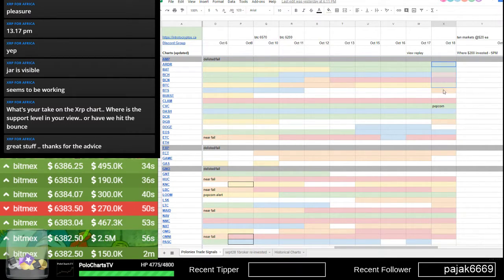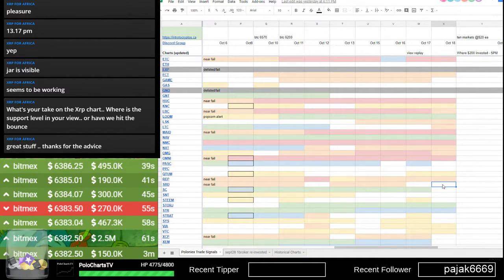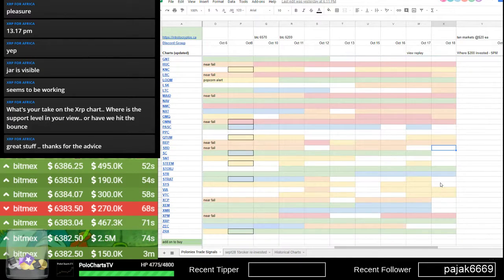So then I've gone through and I've coded each of these markets on Poloniex, including white, which is a neutral market that's not close to being a fail. It's not a near fail. It's not almost a buy signal like an alert. It's just sort of floating in the middle. So there's not much going on with it. No trading opportunity for my system.